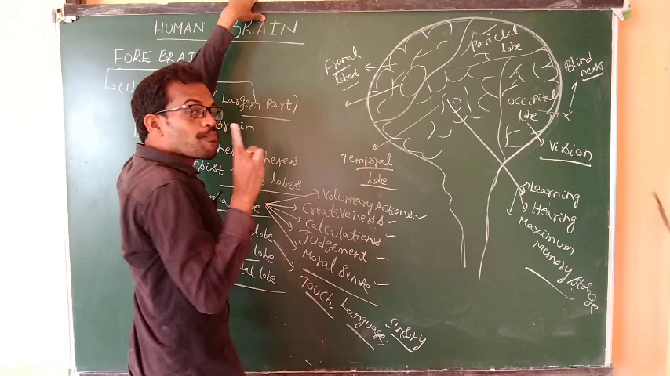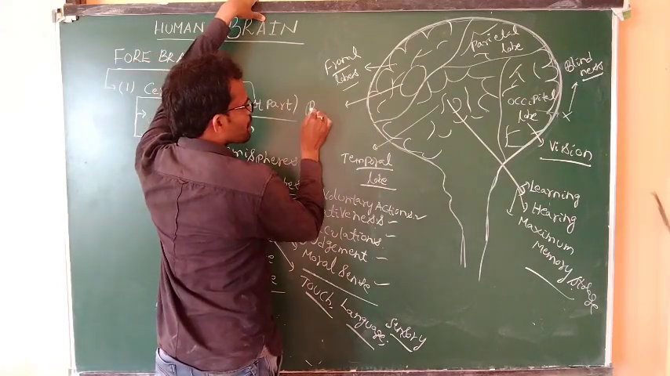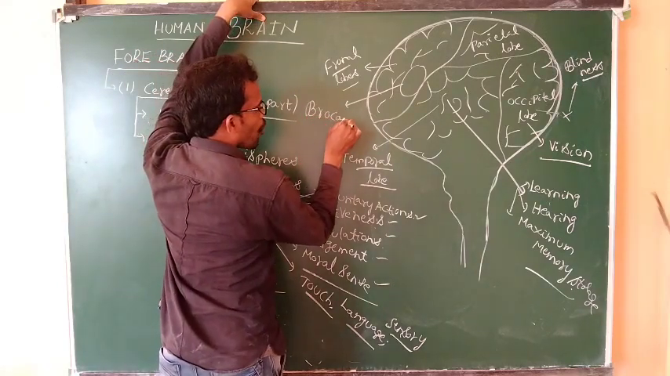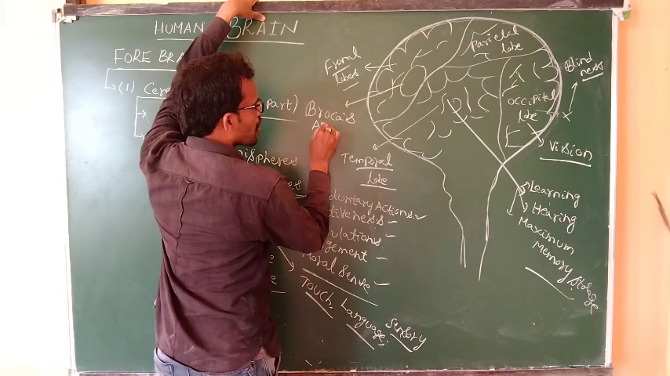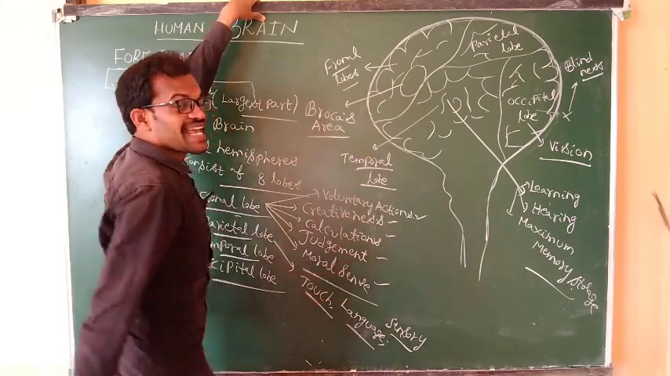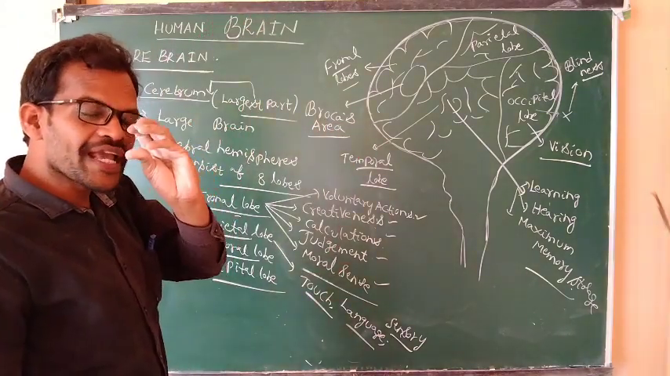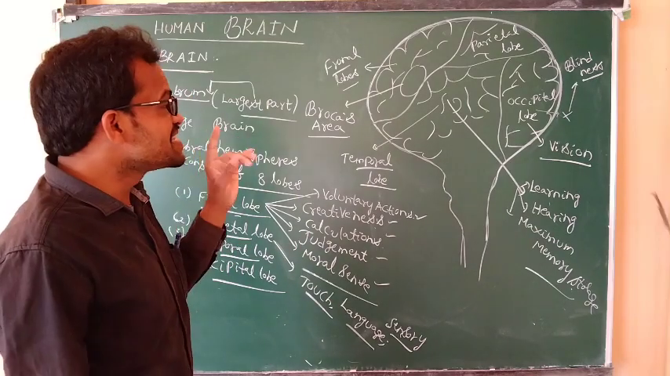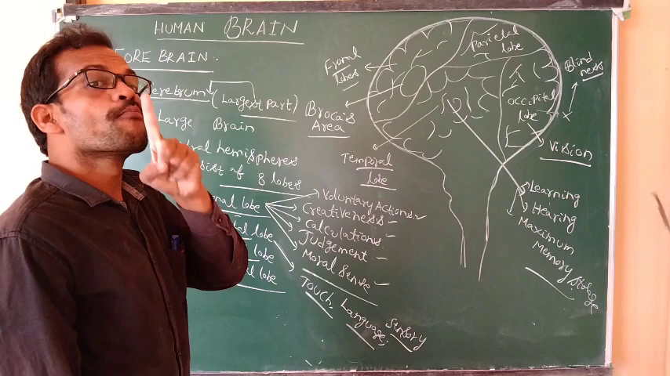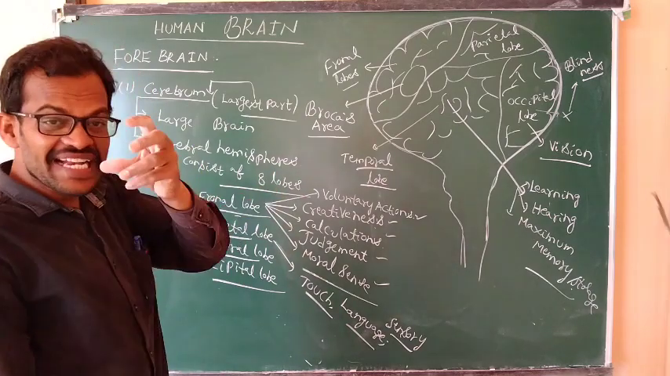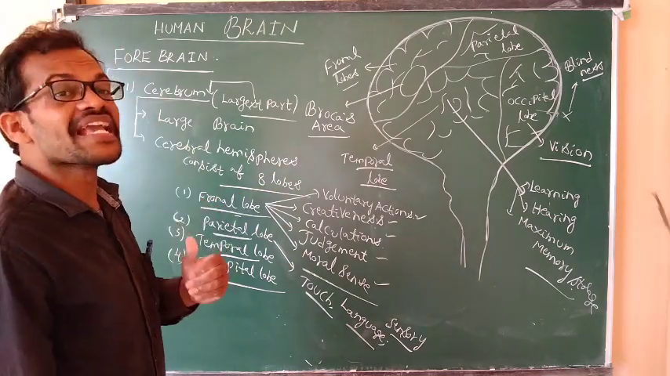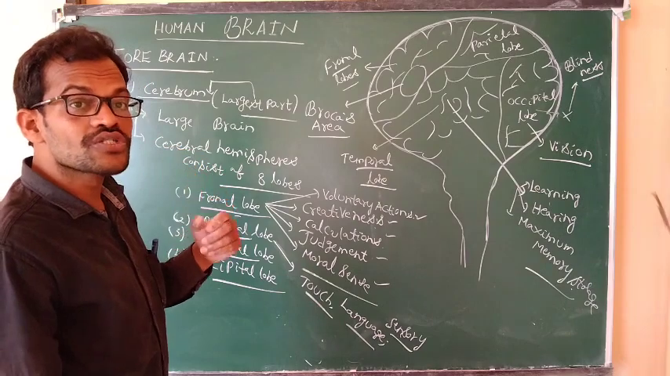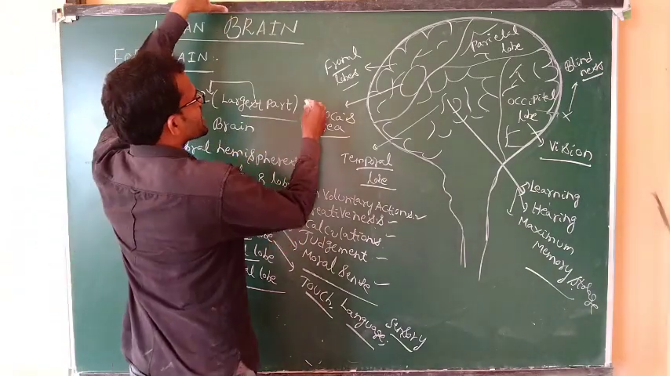The frontal lobe consists of one important special area. It is known as Broca's area. Broca's is a scientist's name. The neurons in this area produce speech production.